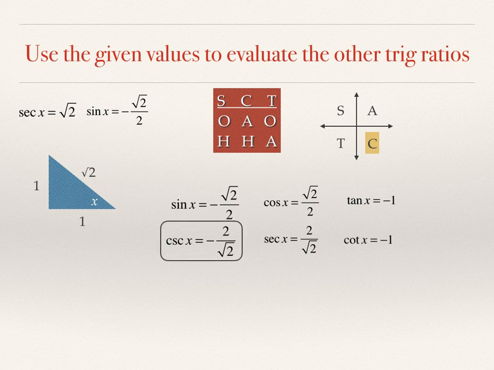We need to rationalize both denominators where there's a radical in the denominator. So the cosecant of x is going to be negative root 2, and the secant of x was already given as root 2.